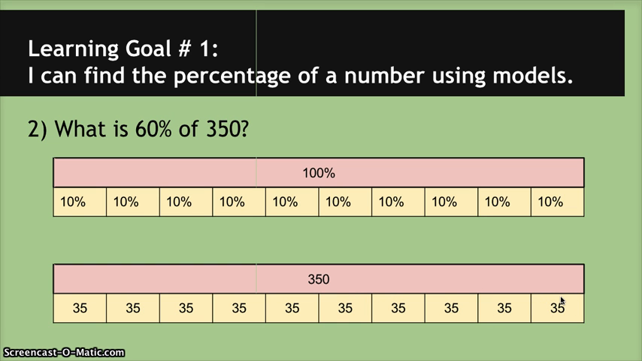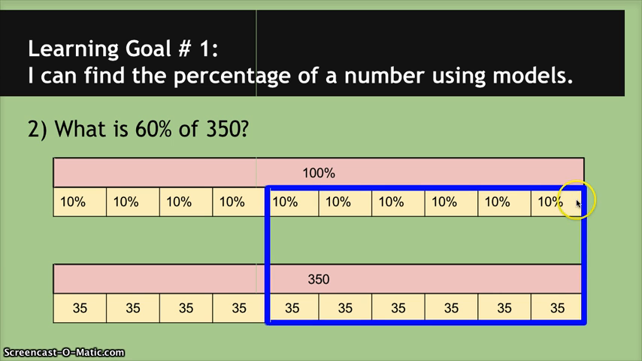And we want to know what 60% is. So what we do is we go ahead and figure out what 60% is, which is 6 of these 10% boxes. So 10, 20, 30, 40, 50, 60. Which is also equal to 35, 35, 35, 35, 35, 35, which equals 210.